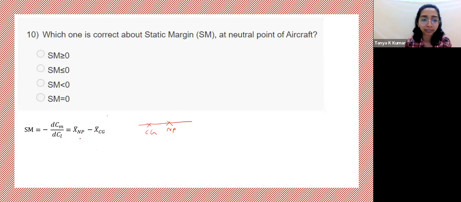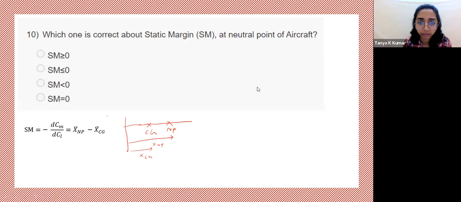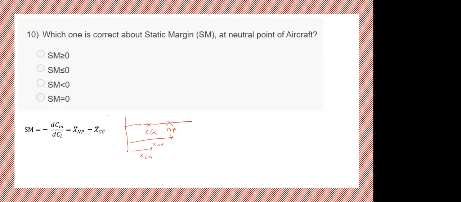So for a stable aircraft, the CG has to be ahead of the neutral point. So what will be the static margin for a stable aircraft? If your reference point is somewhere here, it is the difference between your neutral point and CG. Can you hear me? Yes, ma'am. Okay. So for a stable aircraft, static margin value should be what? Greater than 0. Yes, okay.